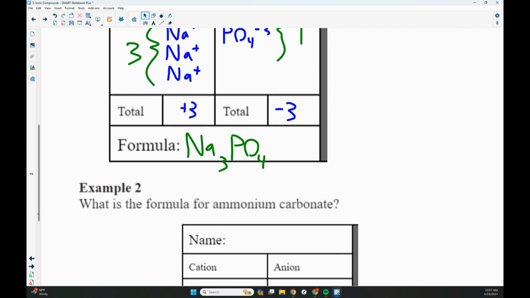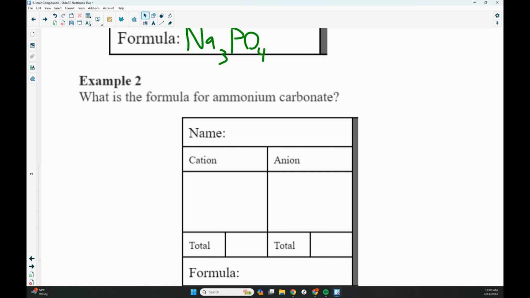Let's do example 2, which is a little bit trickier. What is the formula for ammonium carbonate? So again, let's put a line there dividing the cation from the anion. So ammonium is a polyatomic ion. It's got more than 1 atom in it. It's the only polyatomic cation. Carbonate is also a polyatomic ion, and it has the formula of CO3, and it is -2. So again, we are writing the formula for ammonium carbonate.